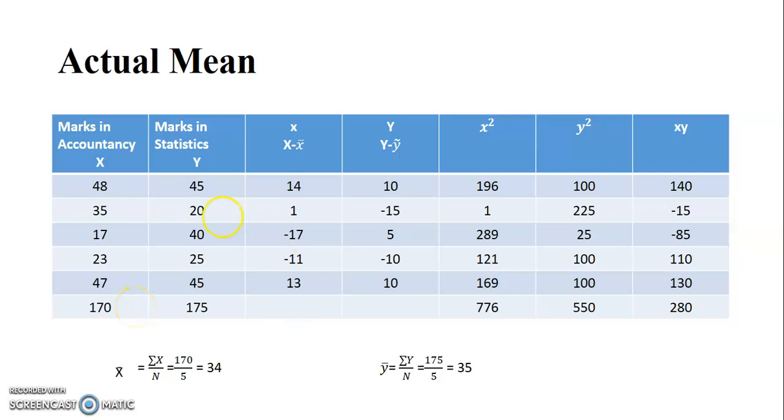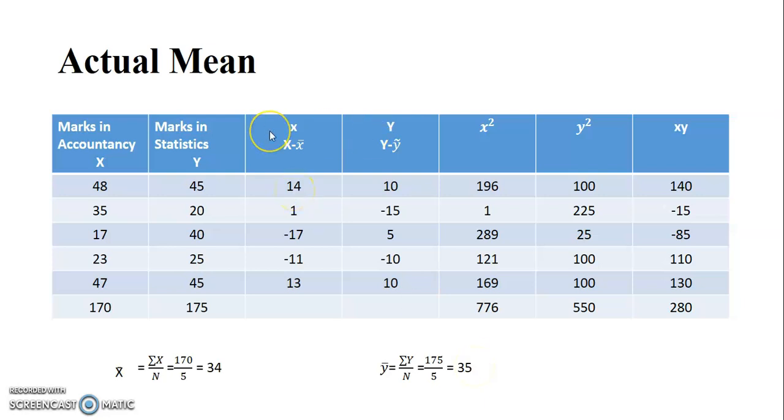While applying this formula, first we have to find the actual mean, that is x bar. For marks in accountancy, we need to find sigma x divided by n, where n is the number of variables. Here the number of variables is 5, and the total of x, sigma x, is 170. So 170 by 5 is 34. So x bar is 34. Then y bar is equal to sigma y by n. The total sigma y is 175, n is 5, so y bar is 35.